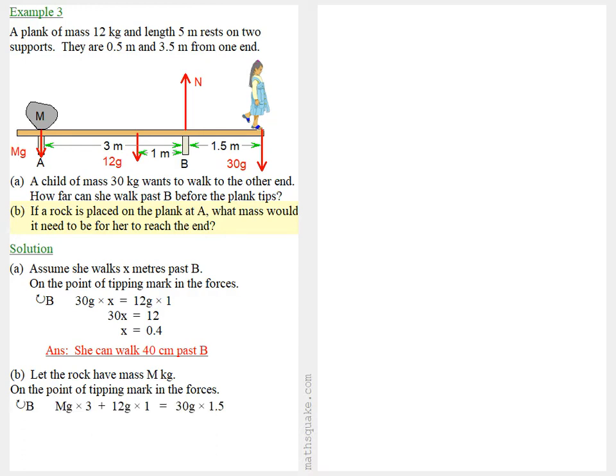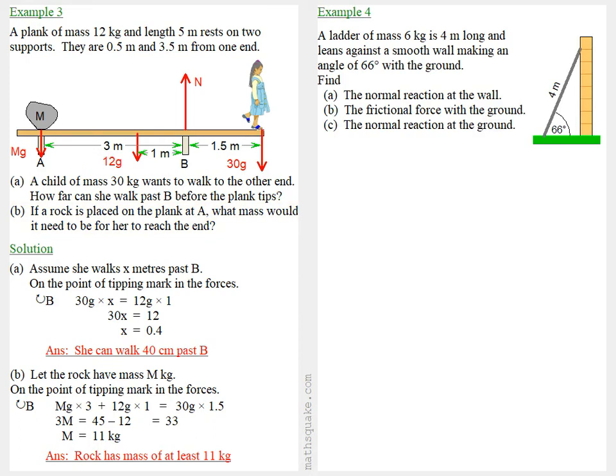So, taking moments about B, we have mg times 3 plus 12g times 1 equals 30g times 1.5, which gives us 3m equals 45 minus 12, which is 33. So m is 11. So the rock must have a mass of at least 11 kilograms.